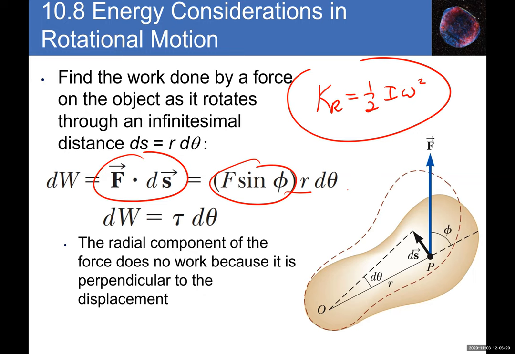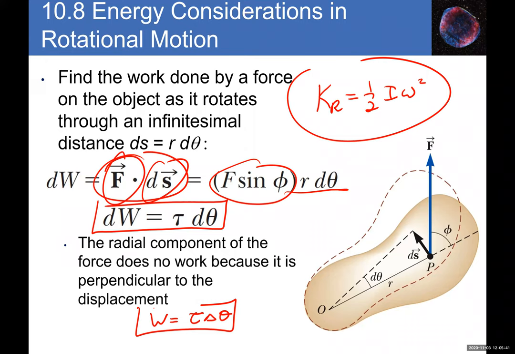In a way, we can say that work done can also be represented in terms of the torque and the angular displacement rather than force and linear displacement. And that's the equation dW equals torque times d theta. So work done here equals torque times delta theta, if the torque is constant. If it's not constant, then you put it in an integral and integrate. But this is if the torque is constant.